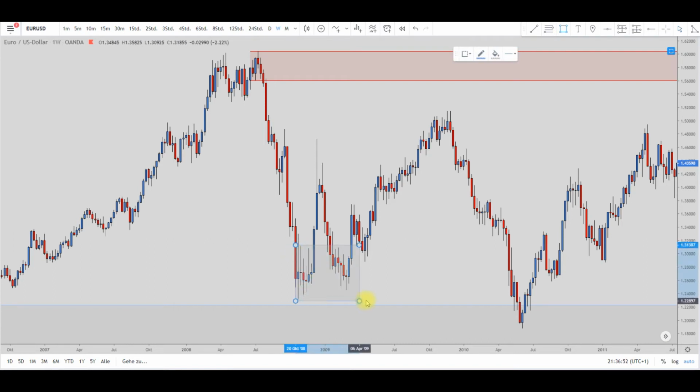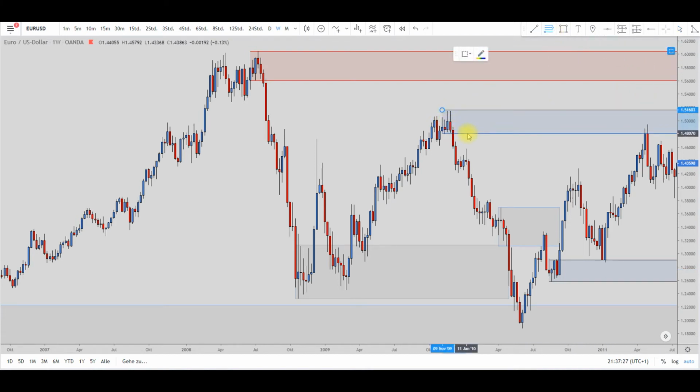but yet it's interesting to see this was taken out by this move coming from this drop, base, drop, which was then taken out here from this demand. Let's leave this in for now. What else do we have to mark in here? We have to mark this fresh weekly supply level.